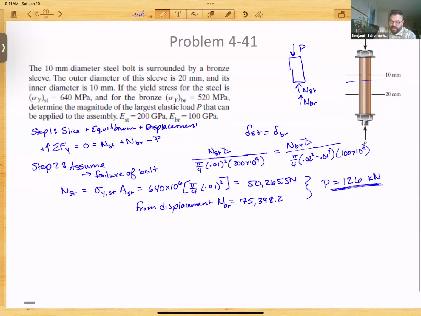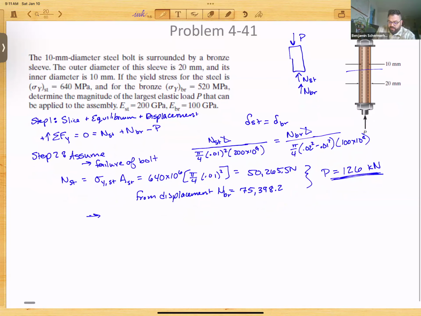So this is one option for the applied force that would cause the steel to fail. We're going to also look at the failure of the sleeve. Same process, but I just want to show you that you can do this backwards. Knowing what the yield stress is, you can see what force you can apply.